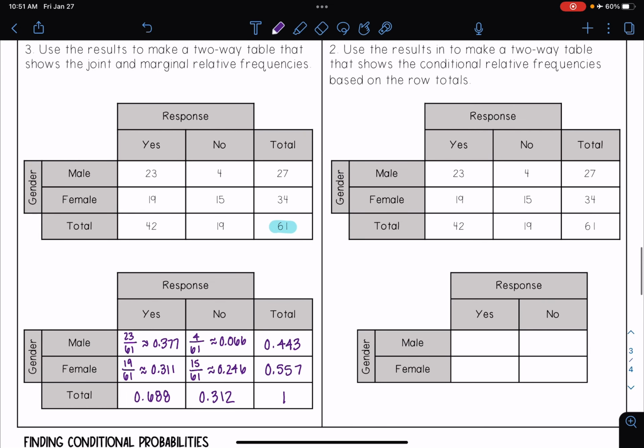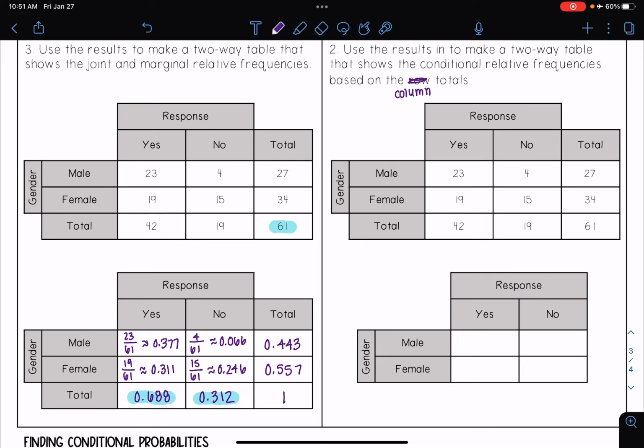Okay, now we're going to use those results to find the conditional relative frequencies, and we're going to do this based on column totals. So that is a mistype right here. I'll have yours correct. This should be column totals. And so that means I'm going to be looking at these two totals that I'm going to divide each of my joint relative frequencies by.